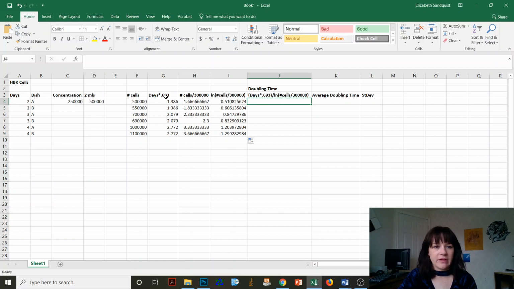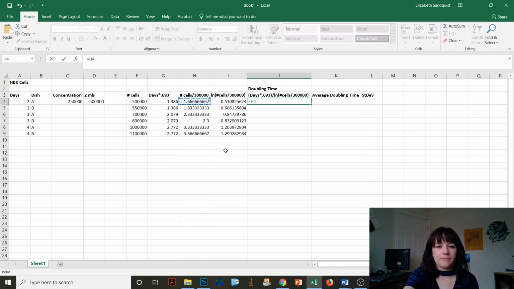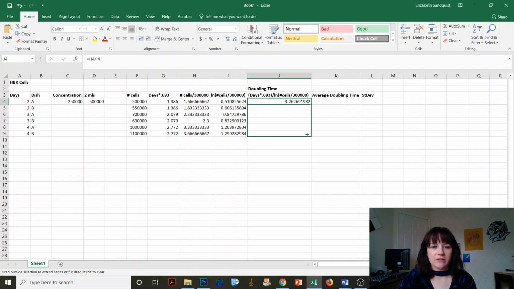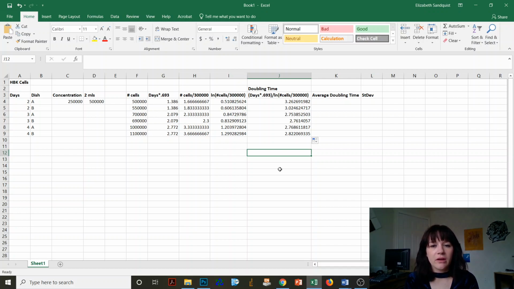We're going to take this value over here, the days divided by 0.693, and divide that by our natural log of the number of cells divided by 300,000. So I'm going to say equals, and I'm going to select this number that we calculated, and divide it by this other number that we calculated, and that is giving me a doubling time for each of these dishes.